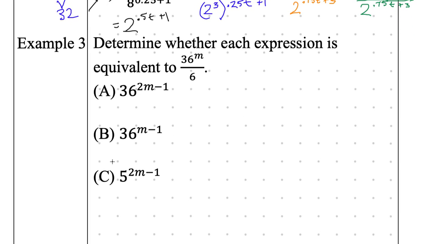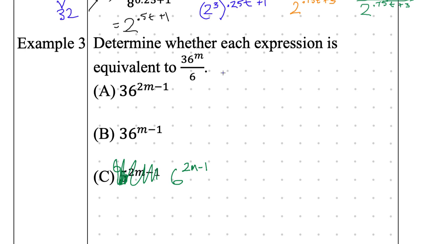We have our final example, and this one will go a little bit quicker. Determine whether each expression is equivalent to this one, 36 to the power of m over 6. And I noticed that there's a typo in here. Oh my gosh, so much extra credit. This should be a 6, otherwise that's purely impossible. Sorry about that. This should be 6 to the power of 2m minus 1. So I can just rewrite this whole thing as 6 to the power of 2m minus 1.